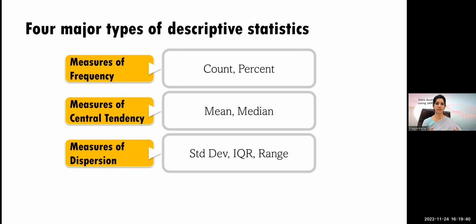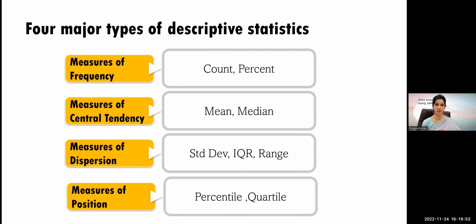So dispersion is described in the form of standard deviation, interquartile range, or range, like how spread your data is. And then the fourth is the measurement of position in the form of a centile or a percentile. Like we express the data in the form of quartiles, or maybe the centile, or maybe the decile. So depending upon the equal division, when it is in 4 equal divisions, we call it a quartile. When it is 5 equal divisions, so every 20th, we call it a quintile. So depending on the position, you express your data in the form of a percentile.